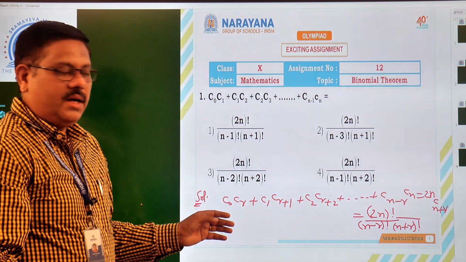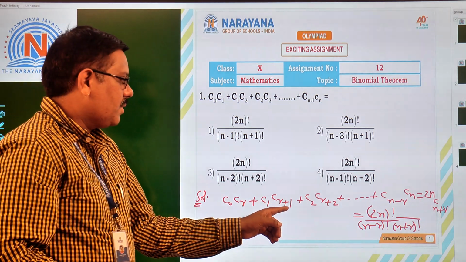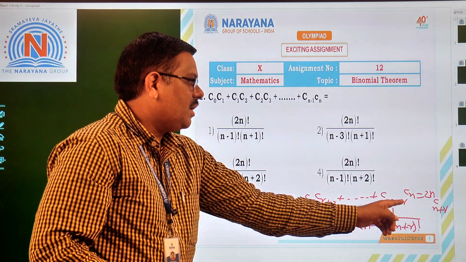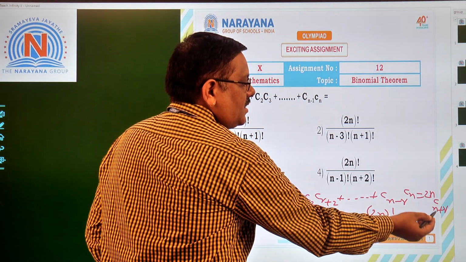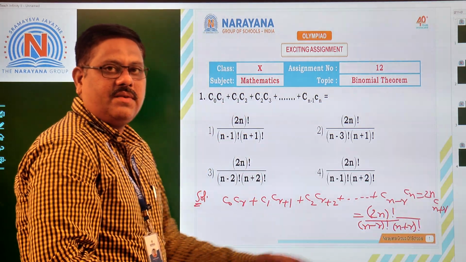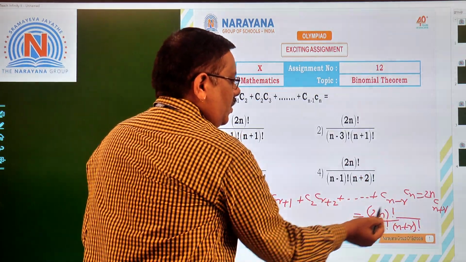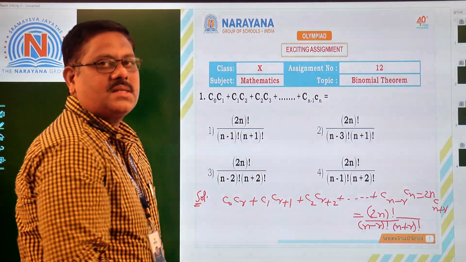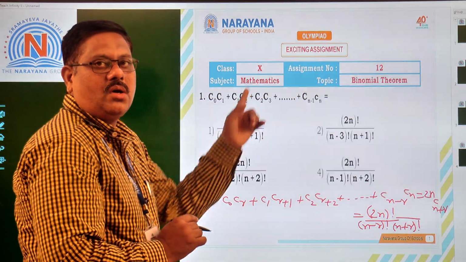Okay, I come again. The property is C0 Cr plus C1 Cr plus 1 plus C2 Cr plus 2 plus so on plus Cn minus r times of Cn, that is equal to 2n C n plus r, that is even equal to 2n C n minus r. So that is, otherwise, 2n factorial by n minus r factorial times of n plus r factorial. This is the property we have. Let us use these properties to solve this problem.